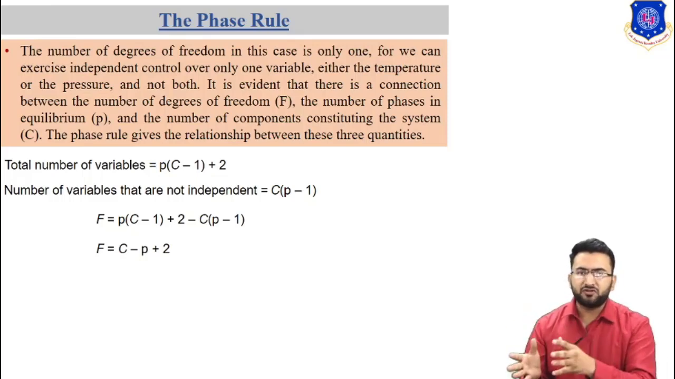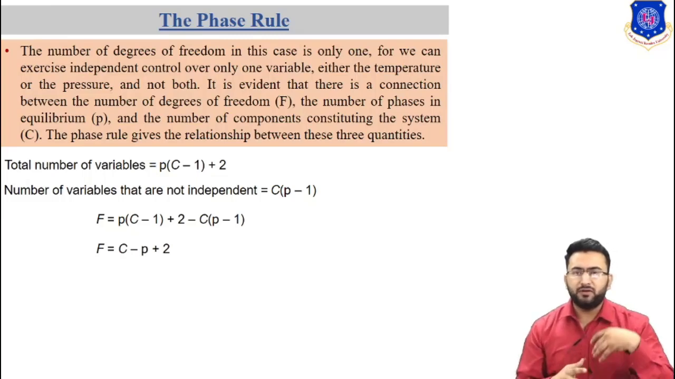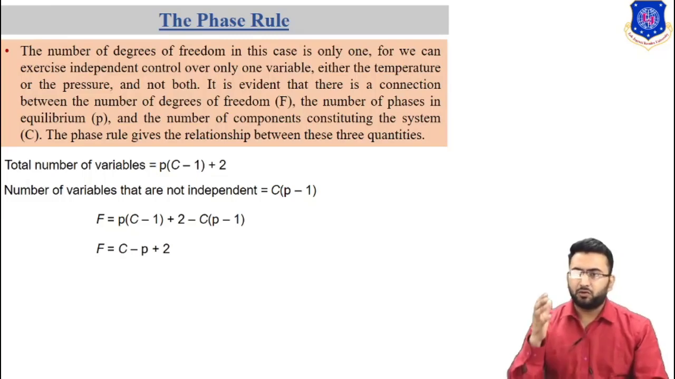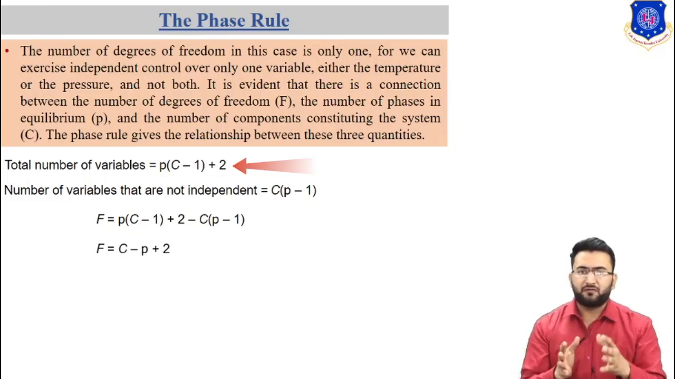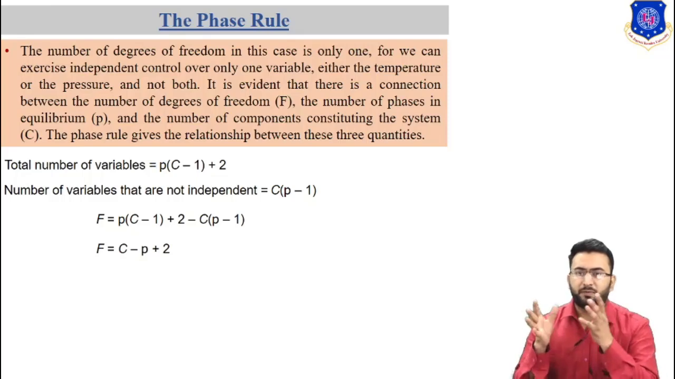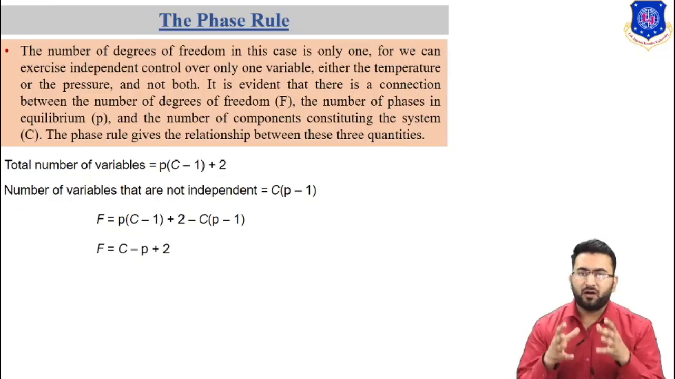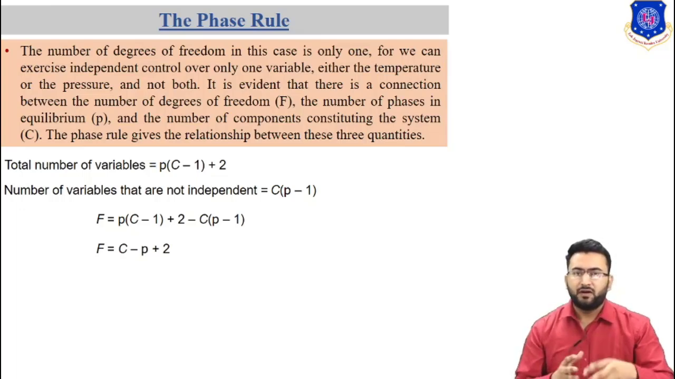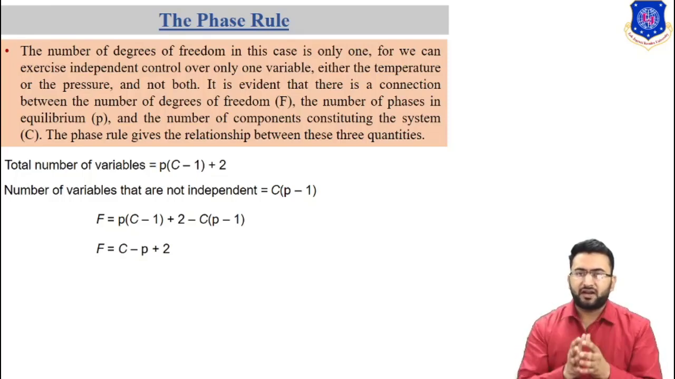Recognizing that the temperature and pressure are also to be specified, the total number of variables is given by P times C minus 1, plus 2. The fact that the system is in thermodynamic equilibrium implies that the system obeys the principle of equality of chemical potential. Therefore, all concentrations are not independent. The concentrations of a component in different phases are interrelated such that the chemical potential is the same in all phases.